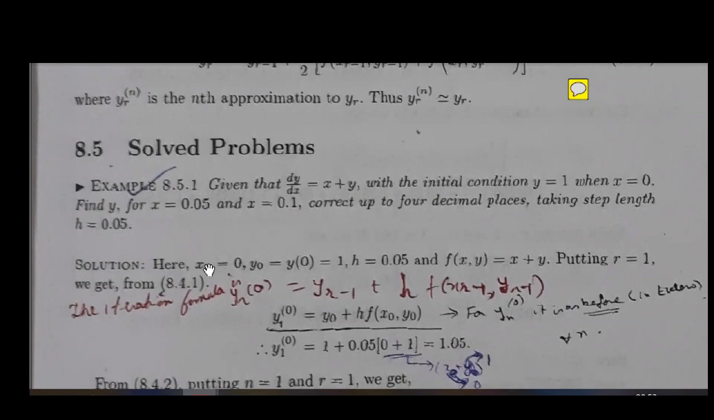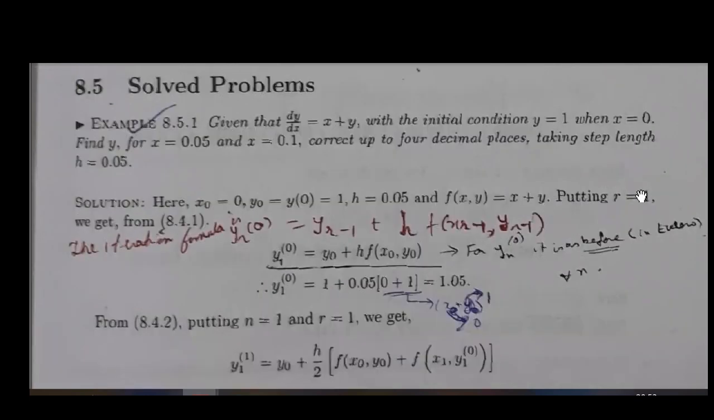So x0 is this, y0 is this, h is this, and f of x, y is this. So f of x0, y0 is what? It is nothing but 1. Now putting r equal to 1, that is the first level, the initial level of approximation, and then the second level of approximation, y1(1). Why do we put r equal to 1 here? Because we want to find y at the point 0.1 and at the point 0.05. You are taking the step length 0.05, and you are starting with 0.